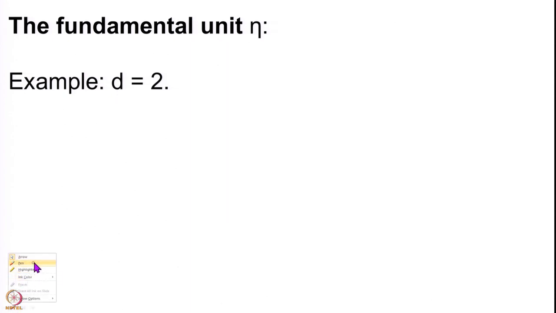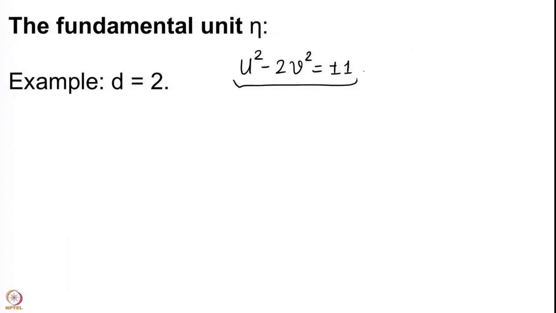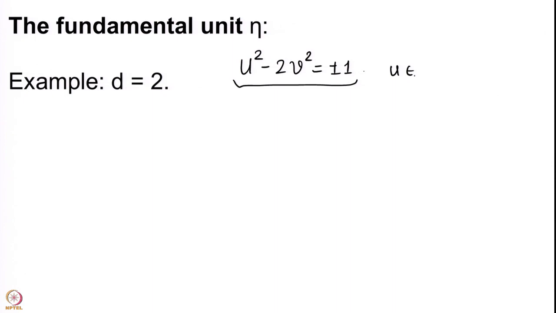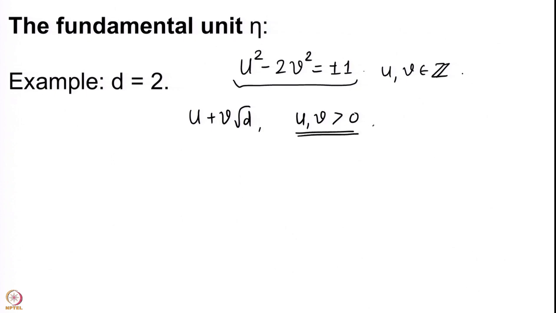So, we have D equal to 2. Remember, we are looking at solutions to u square minus 2v square equal to plus or minus 1. The u and v are integers because our d is not congruent to 1 modulo 4. When d is congruent to 1 modulo 4, the u and v can be half the integers, but here u and v are integers. We have also noticed that for the fundamental unit u plus v root d, both u and v are positive. So, we should start with the first one, which is 1 and 1.